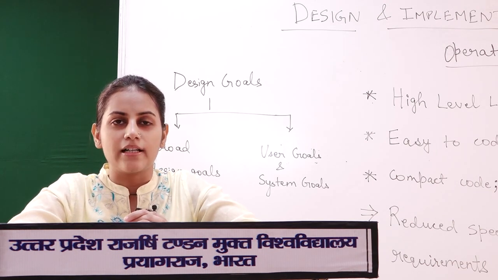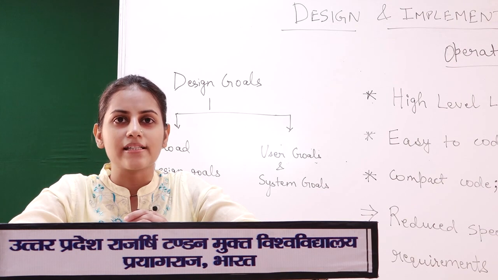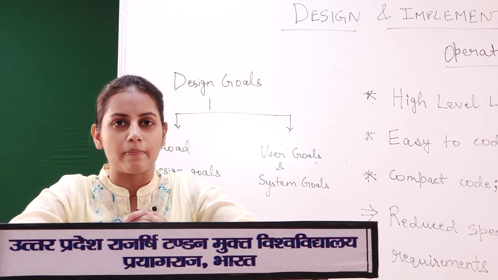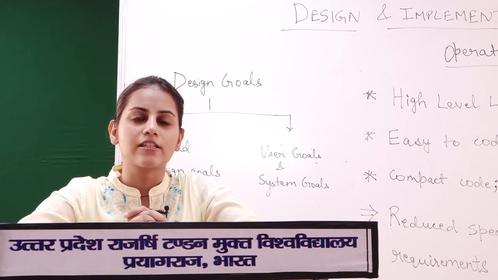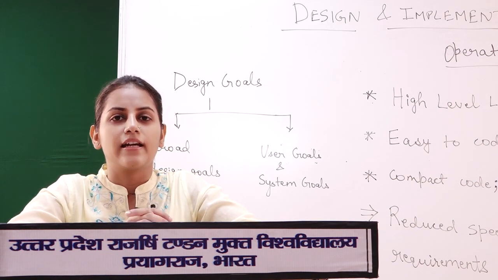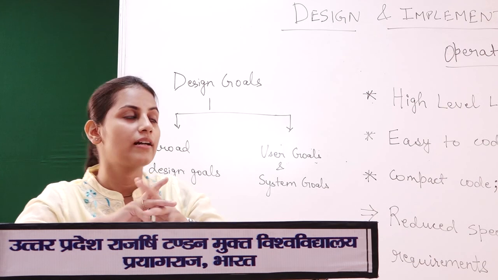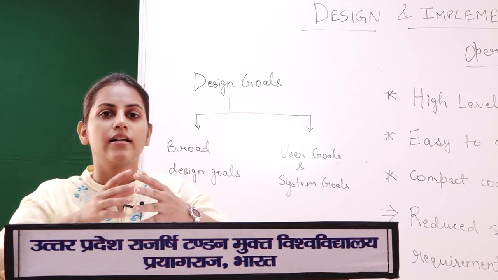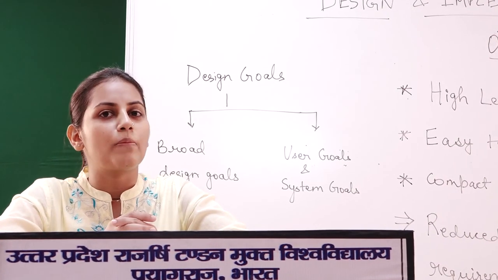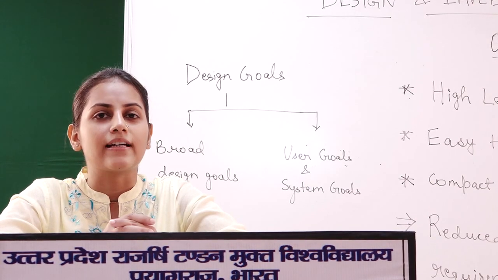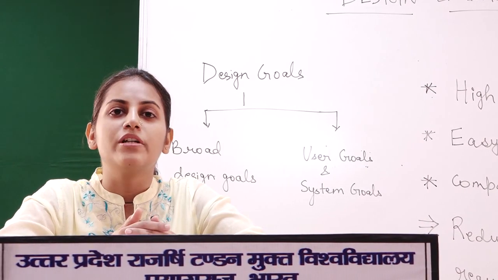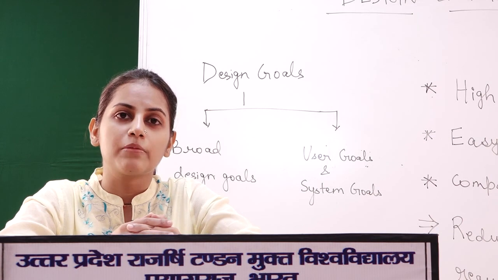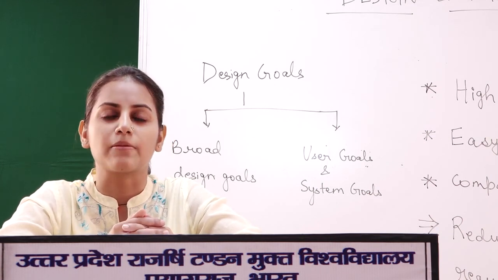Like any other system, designing the operating system also requires certain design goals for the designers. The design goals of the operating system could be broadly divided into two categories. There could be broad design goals for the operating system, like when trying to design an operating system, we might first think about whether it is going to be a single user system or a multi-user system, or whether it is going to be a real-time system or a distributed operating system.